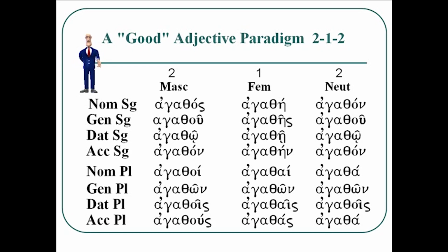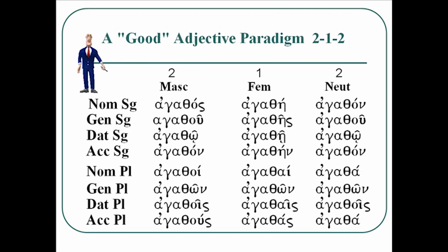When you look down the first column, you'll notice that the endings are exactly the same as what we've had on logos, the second declension masculine noun. So it's agathos, agathou, agatho, agathon, agathoi, agathon, agathois, agathous. We already know those endings, no problem.